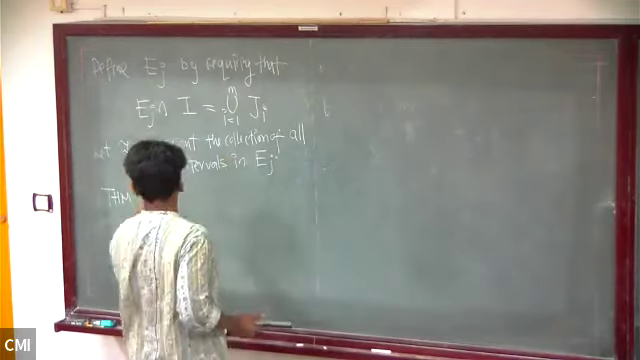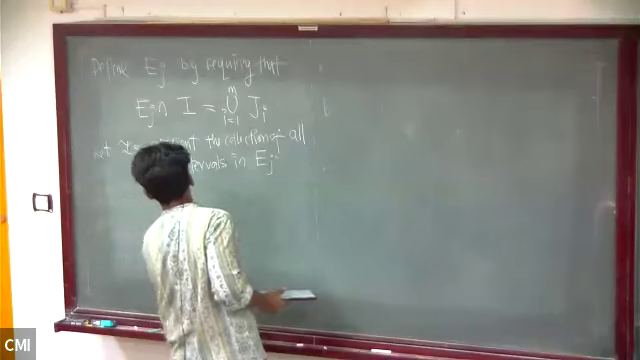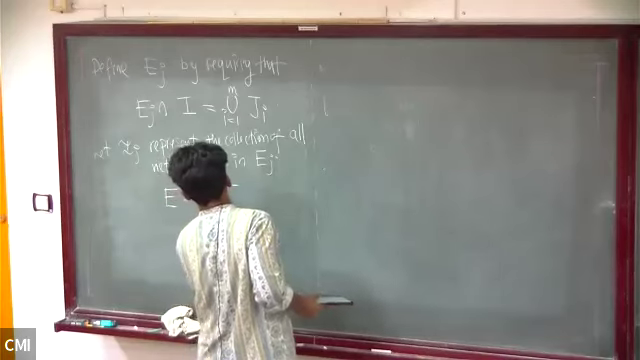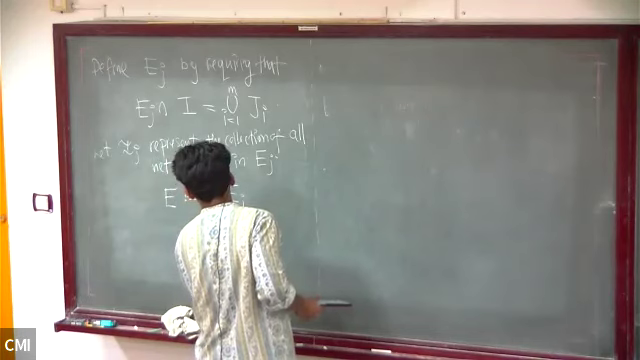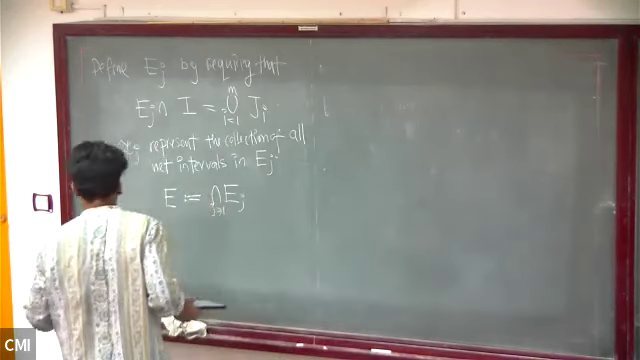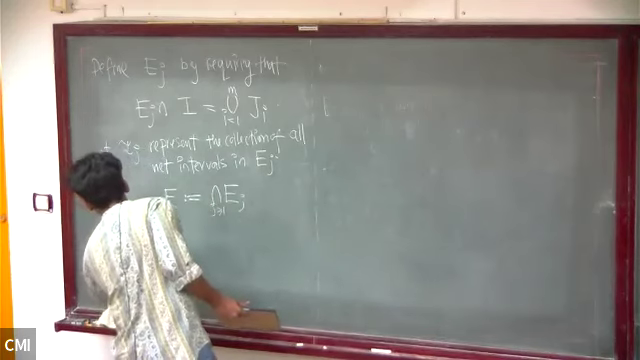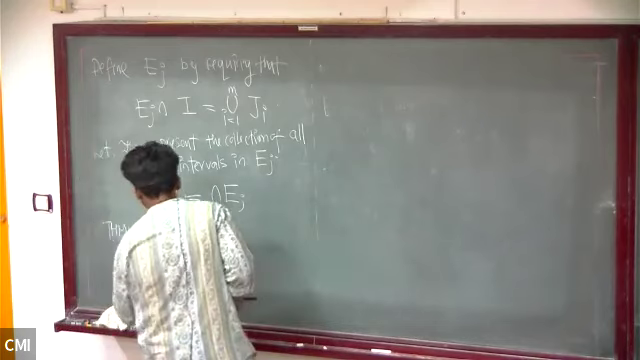Sorry, I still haven't defined E. So E is going to be the intersection of all EJs. I mean, clearly these EIs form a nested sequence of closed sets, and then you look at the intersection of all these guys.